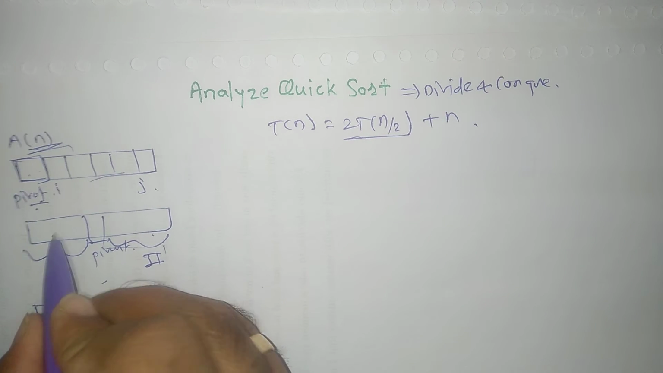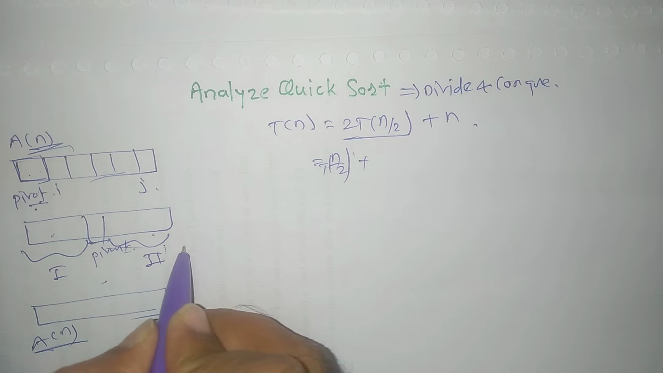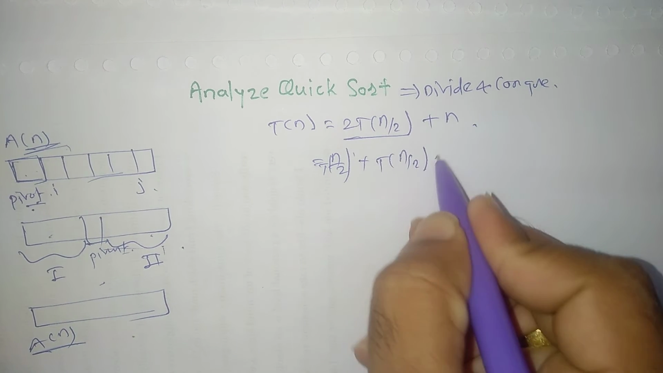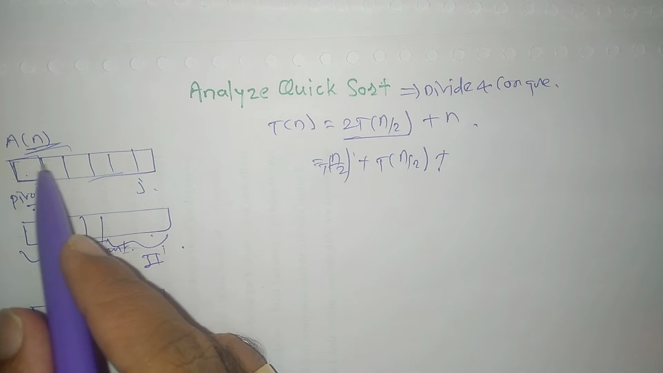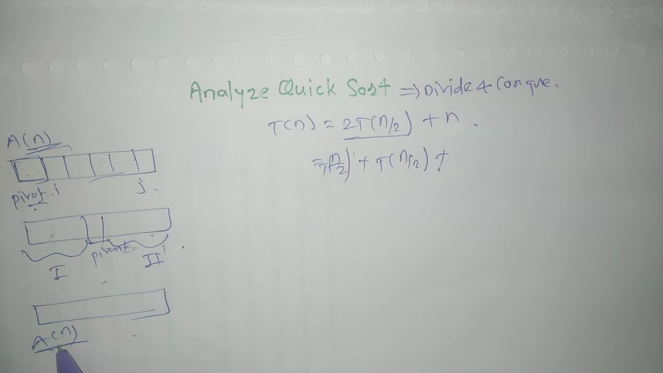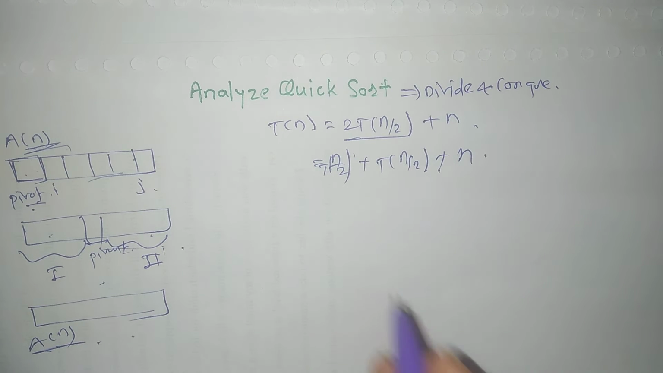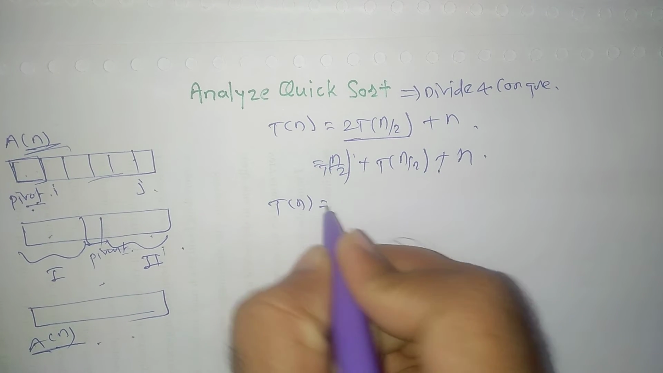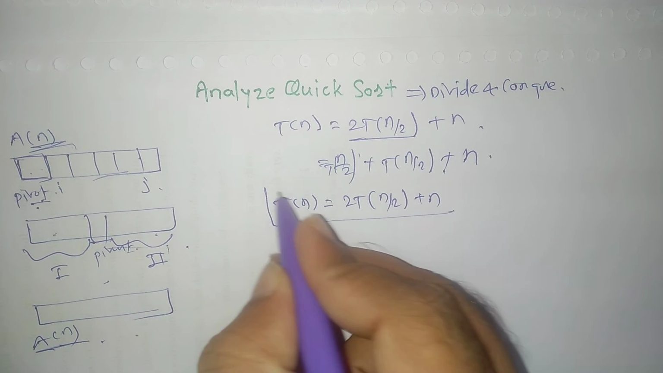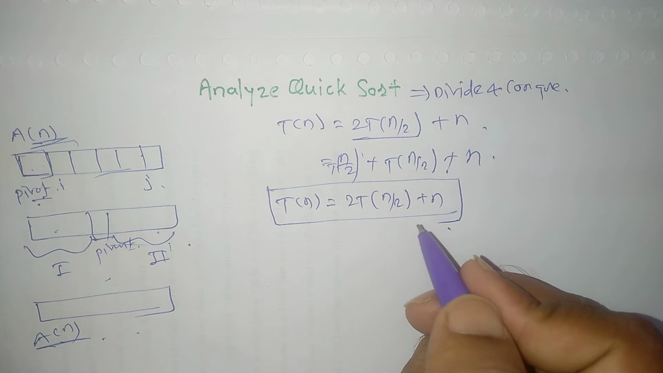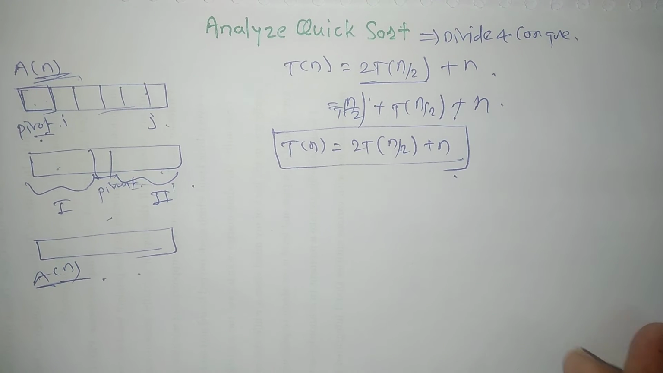The first part is T of n by 2, plus the second part n by 2, plus the n elements which I have to cover in an unsorted array, and the final answer is also A of n in a sorted array. So f of n will be n. So T of n equals 2T n by 2 plus n. This is the recurrence relation for quicksort. Now we'll do the analysis and find the complexity.